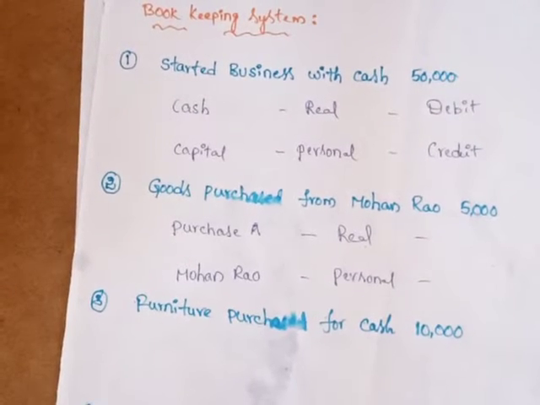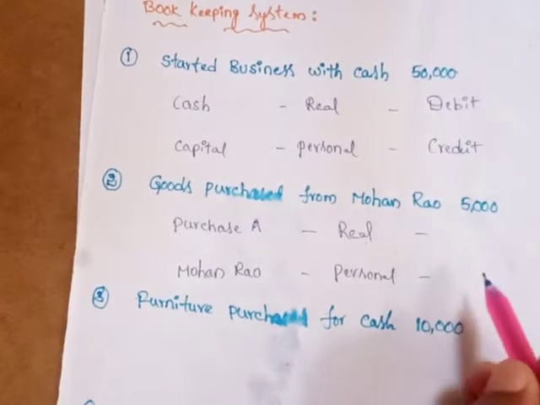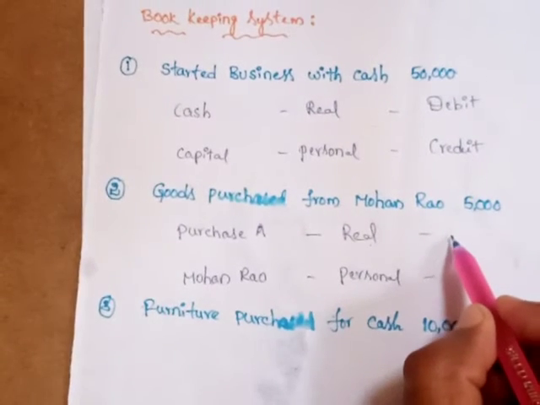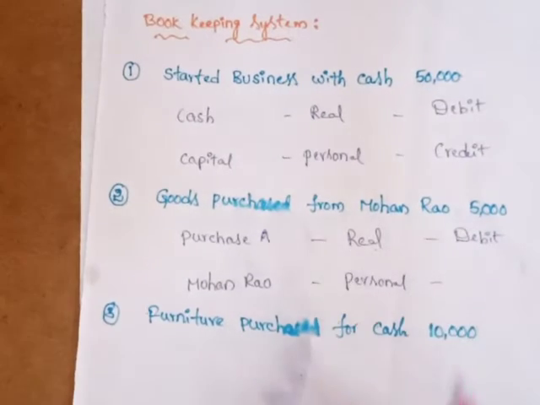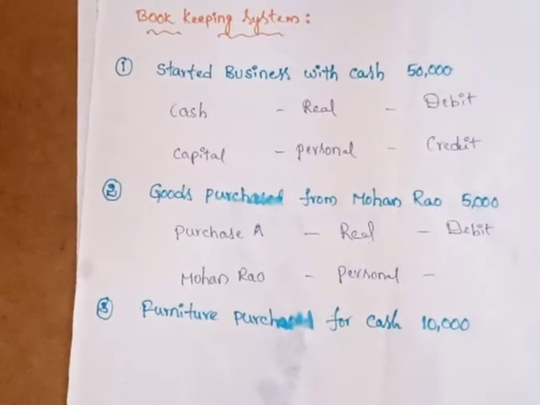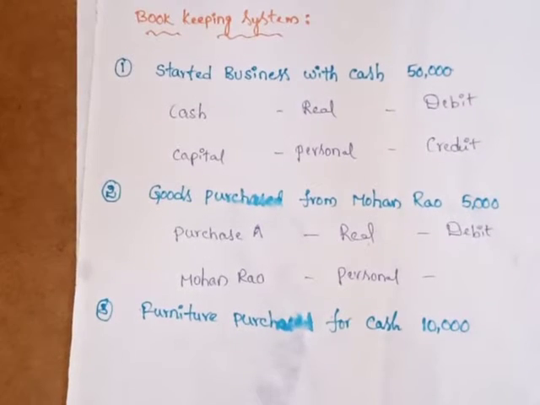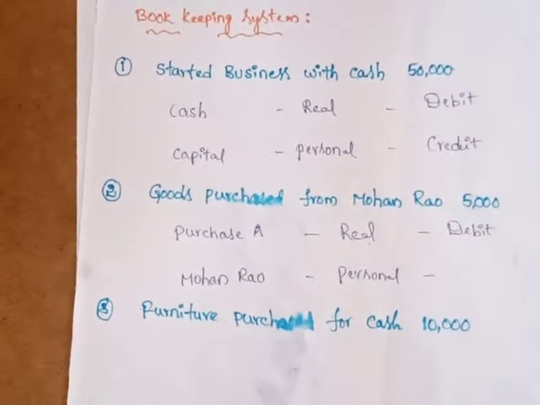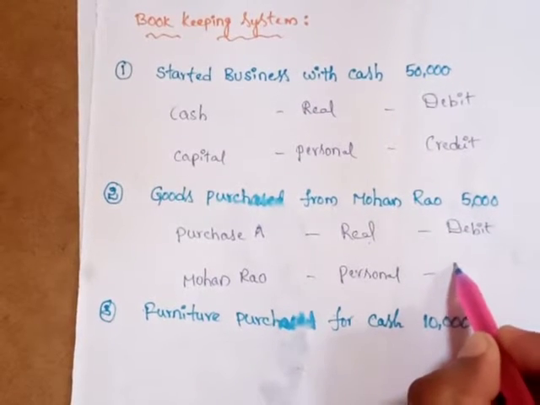When we purchase, goods will come into the business. According to real account, what comes in will be debit. And Mohan Rao is a personal account. Here Mohan Rao is a giver, so according to personal account, the giver will be credit.